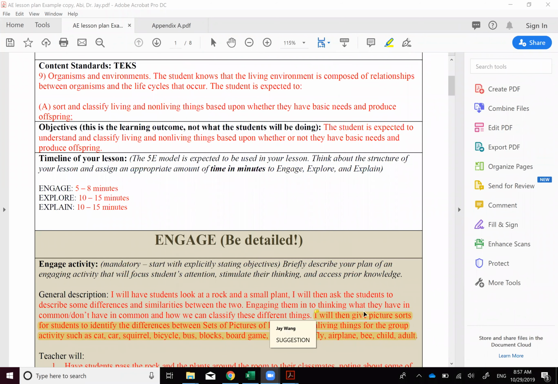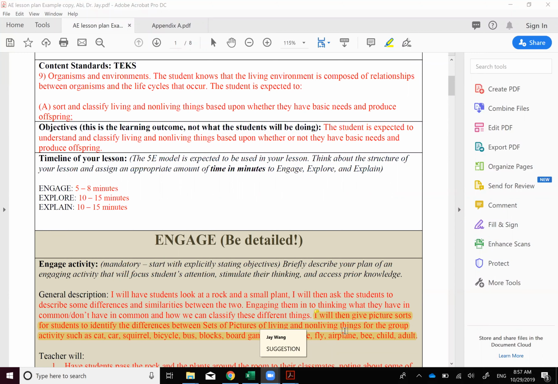And if you hover your cursor over a highlighted part, it says suggestion. It means it's my suggestion, and you don't have to make changes. So that's the difference between highlights without suggestion and with.